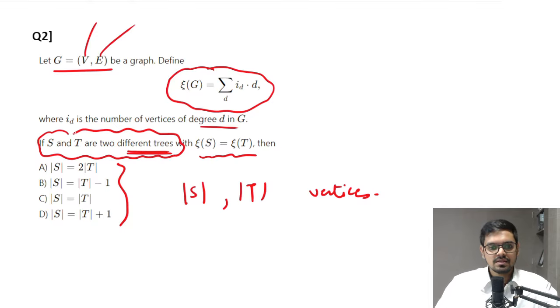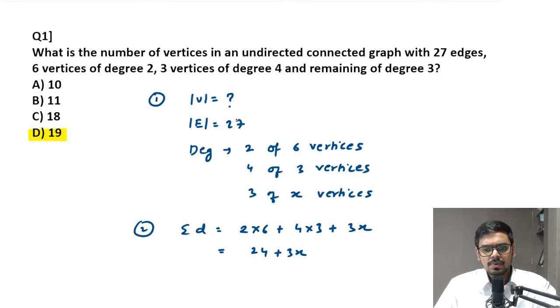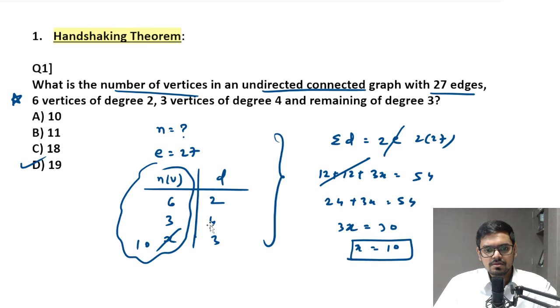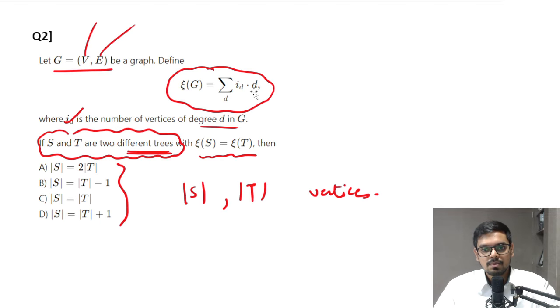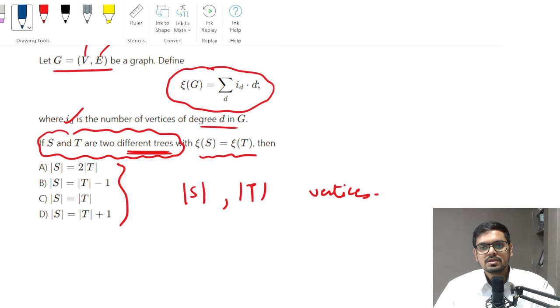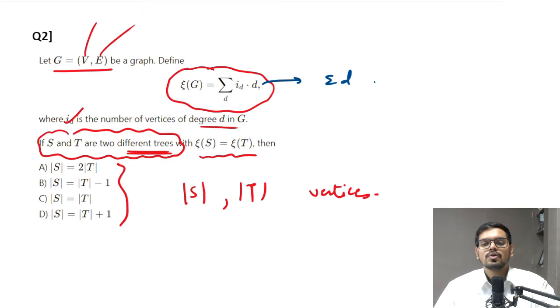If you now analyze the things, it's pretty simple. When somebody says i_d is the number of vertices of degree d in G, you remember, oh, the same kind of stuff we have done earlier. Summation of degree was the number of vertices into degree. Same kind of format is going on. So this is nothing but summation of degree, so the handshaking theorem can be used, and psi of G is summation of degree, which is 2 times the number of edges in the graph.